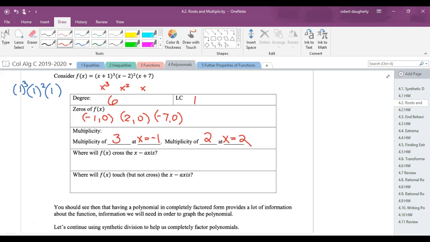Okay, where will this function cross the axis? Of all these points, where is it going to cross the axis? Negative 7, 0. Where else? And negative 1, 0. It crosses there because the multiplicity is what number? 3. Where do I not cross the axis? 2, 0, because that multiplicity is 2. Okay? So before I even start to graph this polynomial, I know what's happening on the x-axis, where it crosses, where it does not cross.